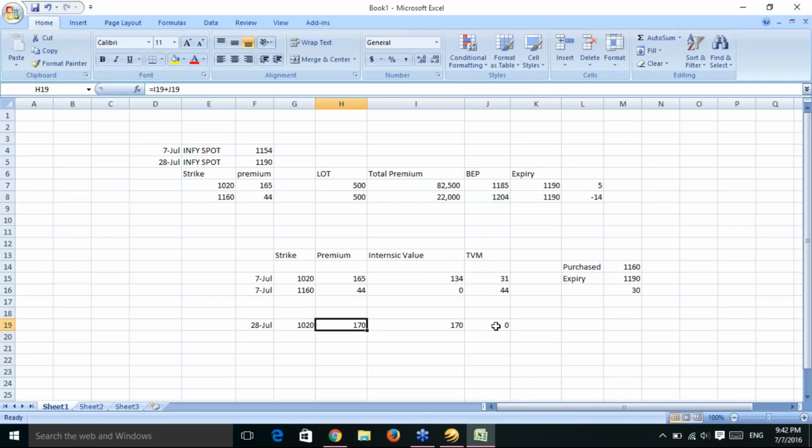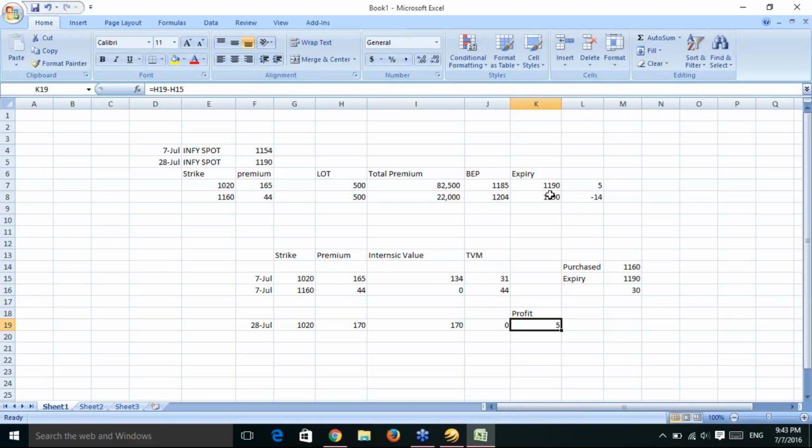Now what should be your profit? The profit would be the difference between the premium paid and the premium received. So you paid 165, and you sold at 170. So 170 minus 165, 5 rupees profit you are enjoying, right? Why is this? This is because the price increased to 1190, more than 1020.